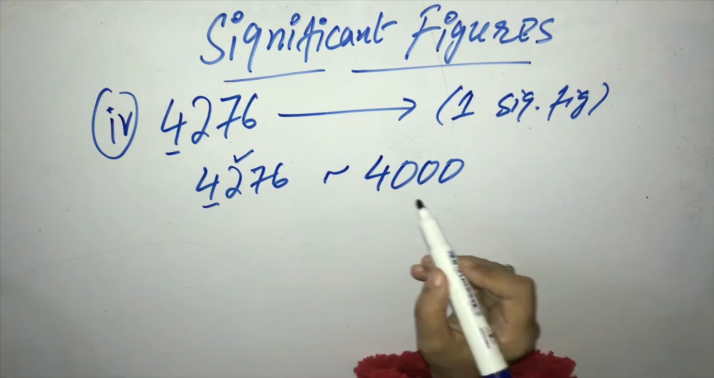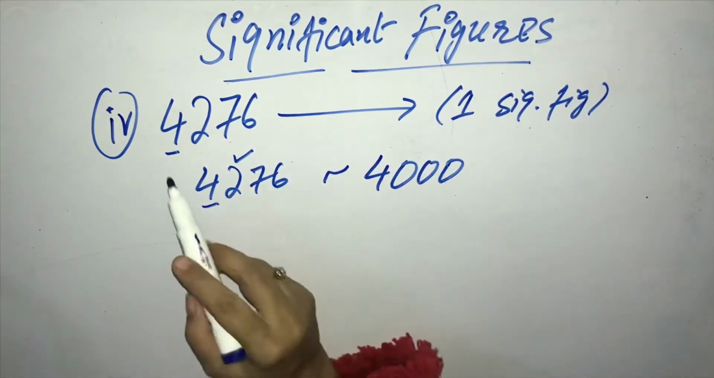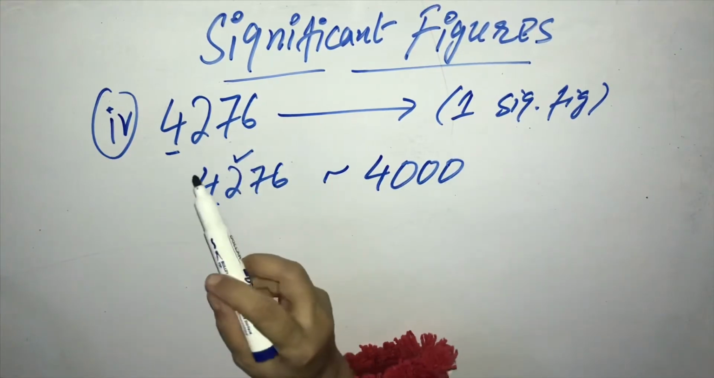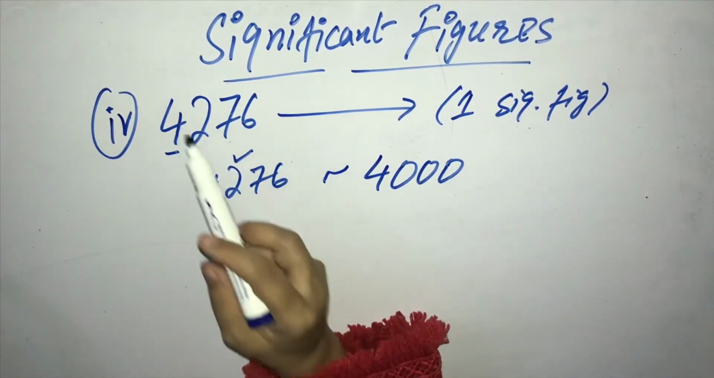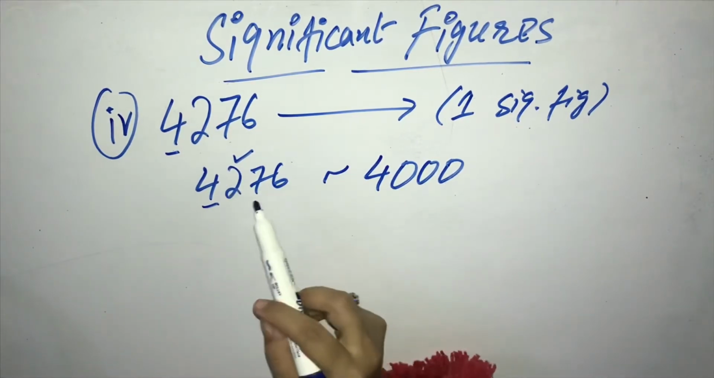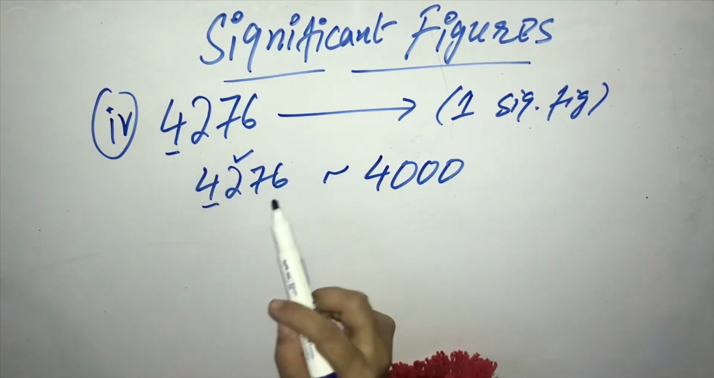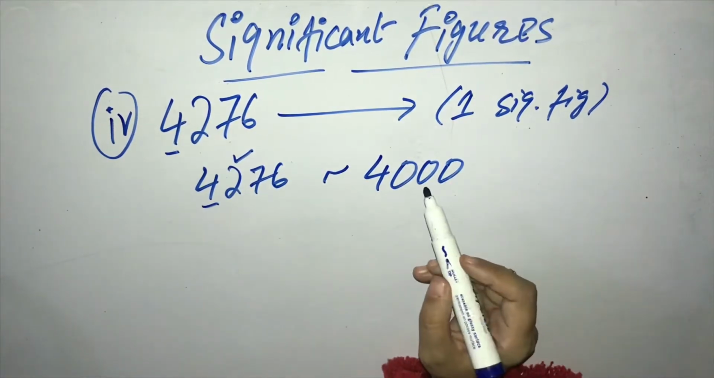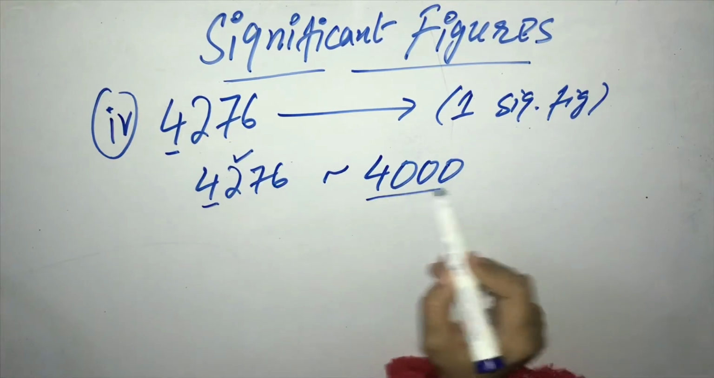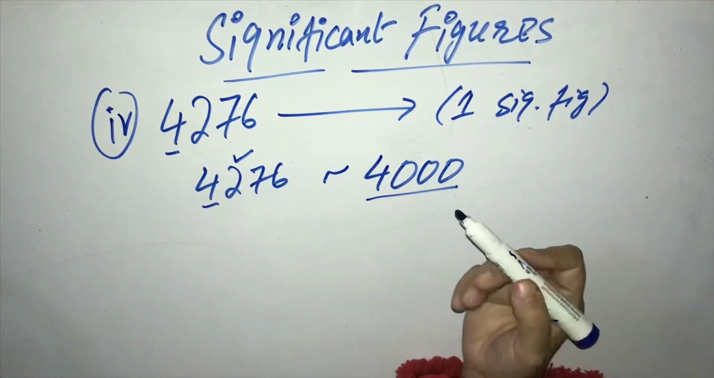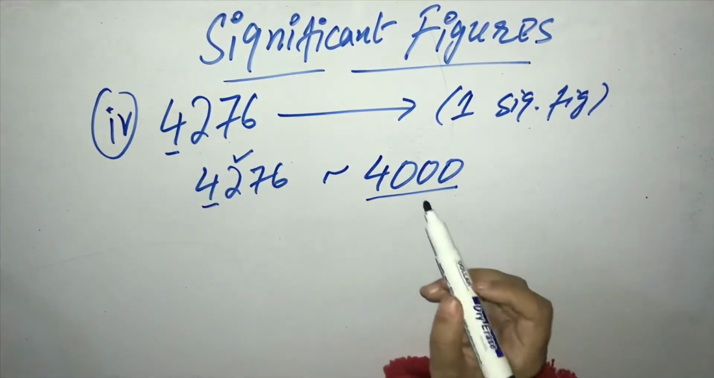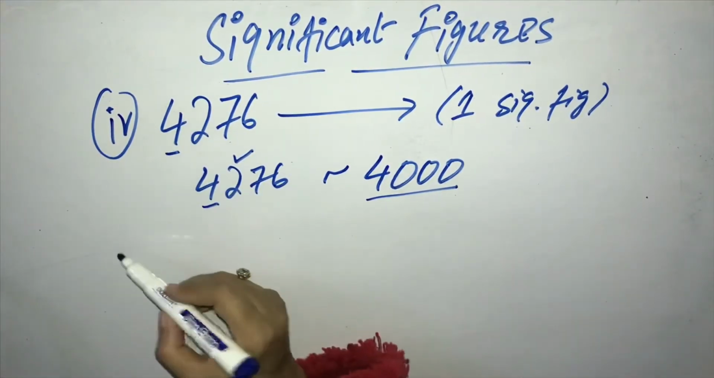Why have I put these 3 zeros? Because this number is basically 4276. My first significant figure is 4. 2 is less than 5. It will become 0 and all these remaining numbers will be 0. My one significant figure answer will be 4000. I cannot give the answer as 4, as it is a whole number. So the rest of the numbers are going to become zeros.